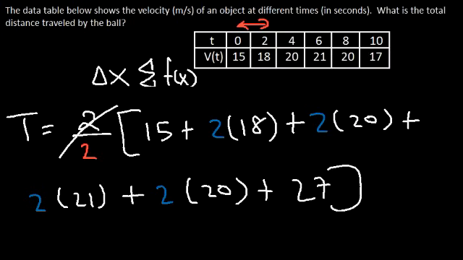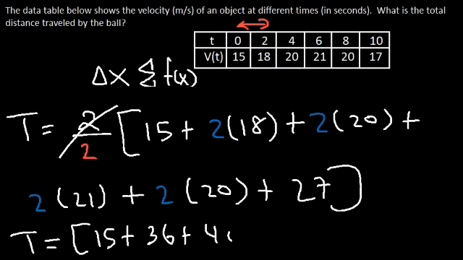So 2 over 2 is 1. This is going to be 15. 2 times 18 is 36. 2 times 20 is 40. And then 42 plus 40 plus 27.